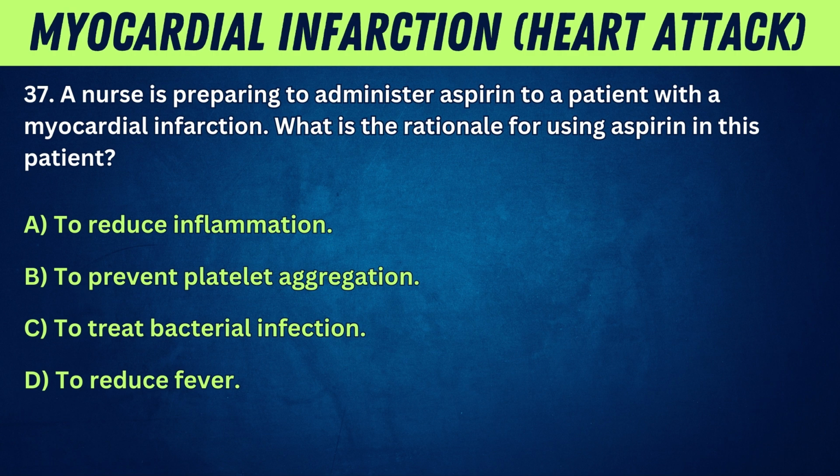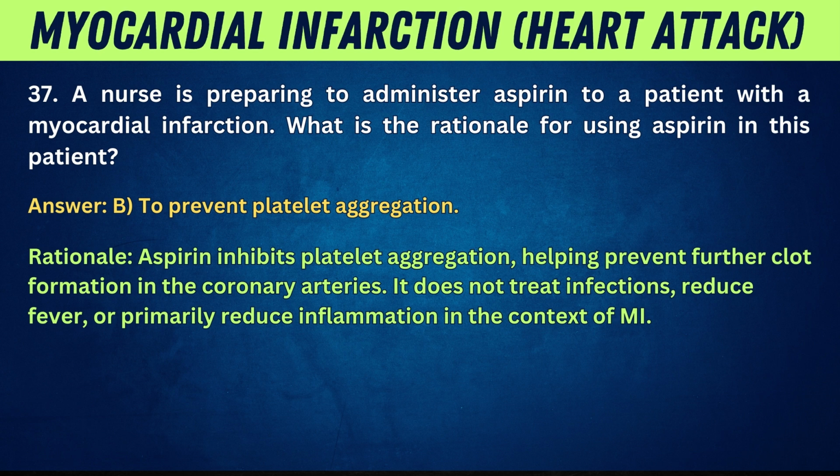37. A nurse is preparing to administer aspirin to a patient with a myocardial infarction. What is the rationale for using aspirin in this patient? A. To reduce inflammation. B. To prevent platelet aggregation. C. To treat bacterial infection. D. To reduce fever. Answer: B. To prevent platelet aggregation. Rationale: aspirin inhibits platelet aggregation, helping prevent further clot formation in the coronary arteries. It does not treat infections, reduce fever, or primarily reduce inflammation in the context of MI.